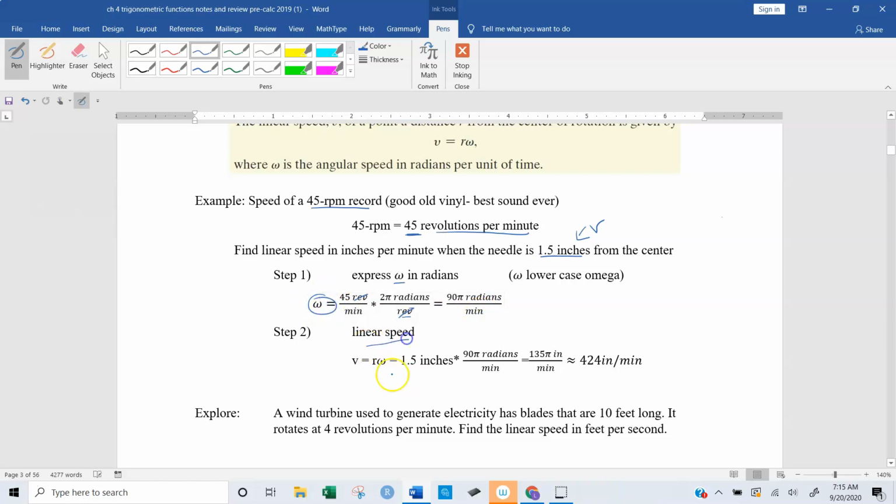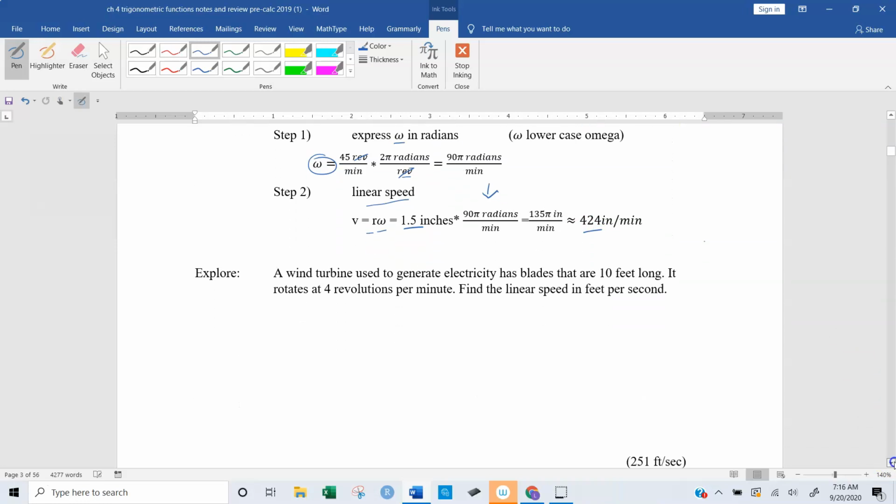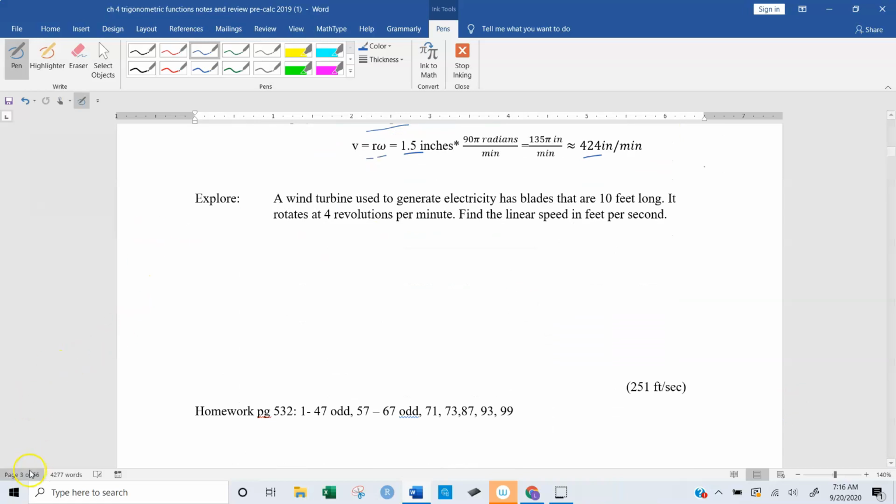So my linear speed now is r times omega. So I take my 1.5, my radius, times the answer we found up here. All right, I'm going to actually type this into the calculator so it makes sense to me, because 135 pi inches per minute isn't real helpful. So when we type that in, we get approximately 424 inches per minute for 45. A lot faster than you thought, isn't it? All right, pause and do yours.